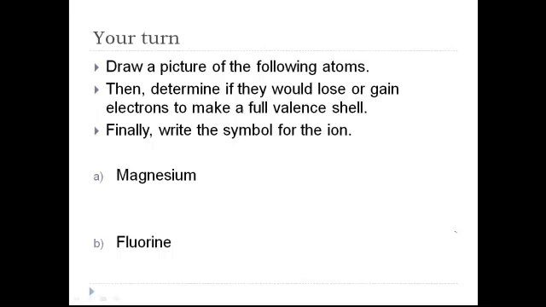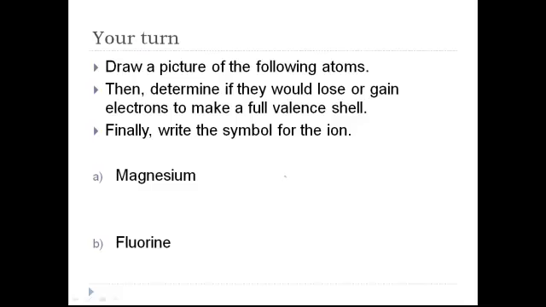Draw a picture of magnesium and fluorine, then figure out if they're going to lose or gain electrons to make a full valence shell of 8, and then finally write the symbol for the ion. Hit pause, do these two problems, and then we'll come back with the answers. All right, welcome back. Let's go over these two answers together.